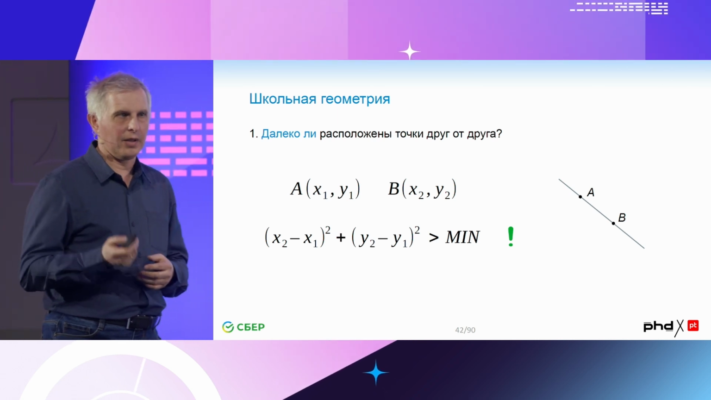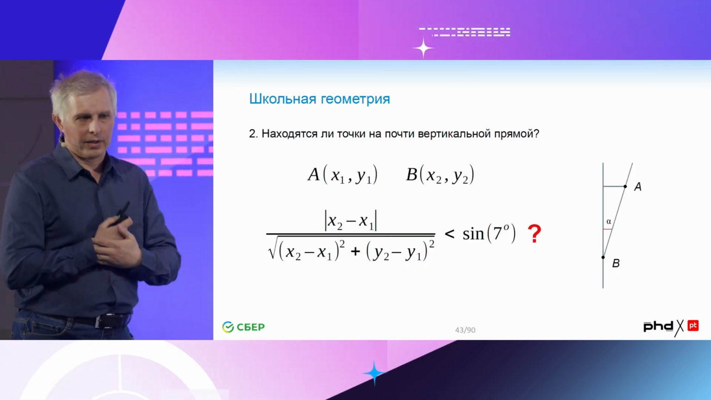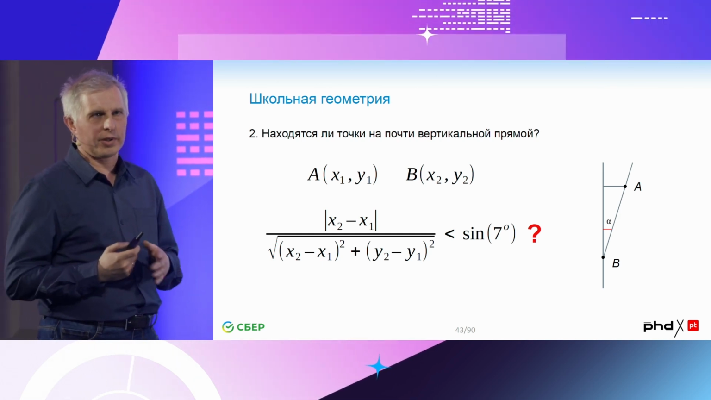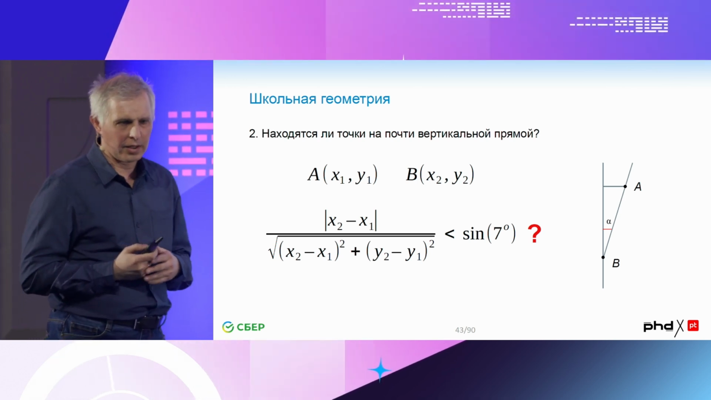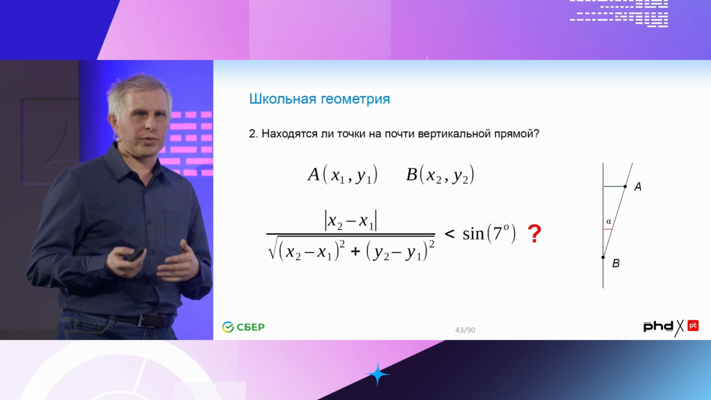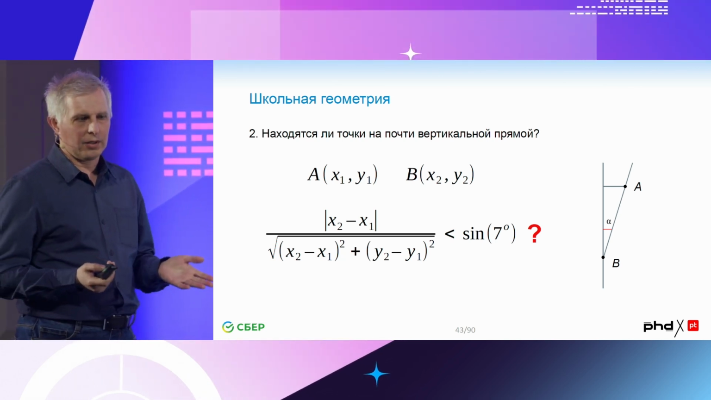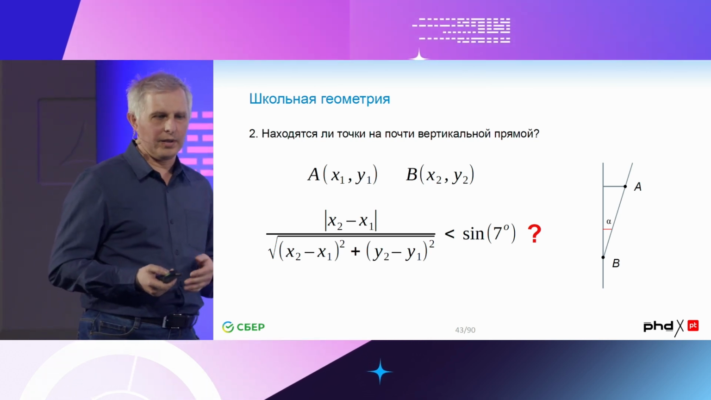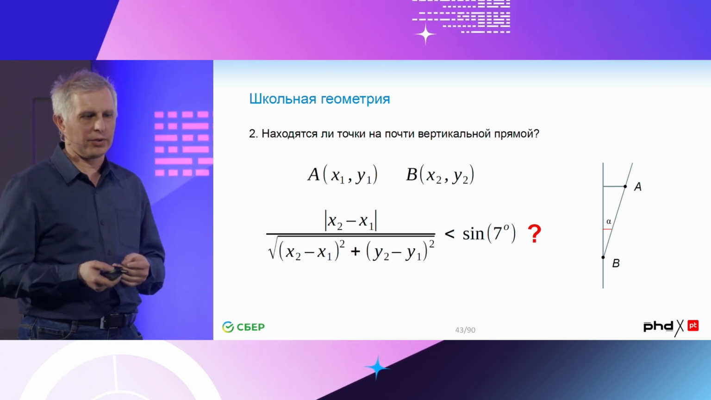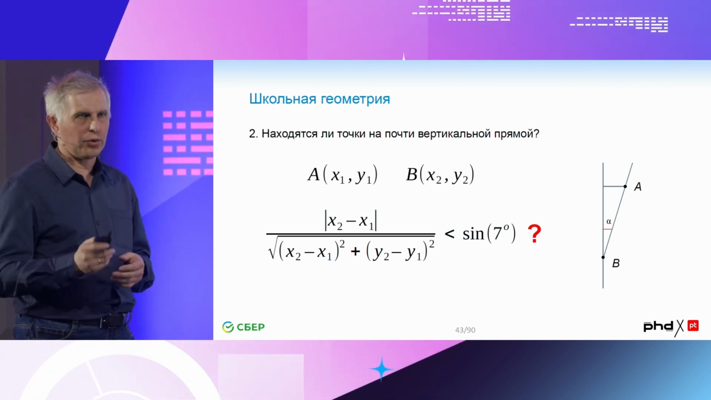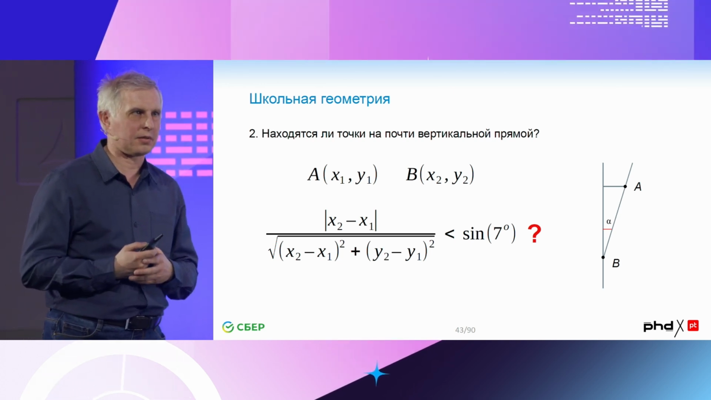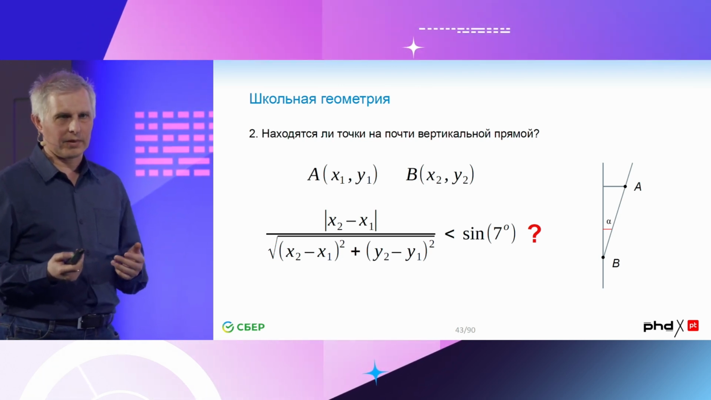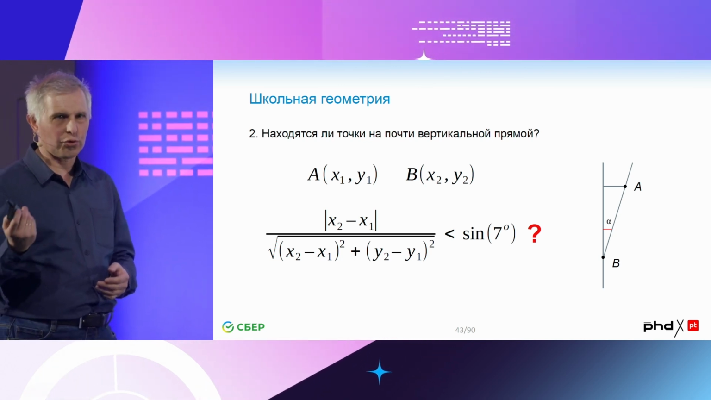So there is no real math. Okay, the second task. Are these two points on an almost vertical line? That's the second task. The error margin could be 7 degrees. So sinus is the catet and the hypotenusa. So we're looking for the distance between these two points and comparing it with the sinus of 7 degrees. Sinus of 7 degrees we can have calculated, and then it becomes quite difficult.